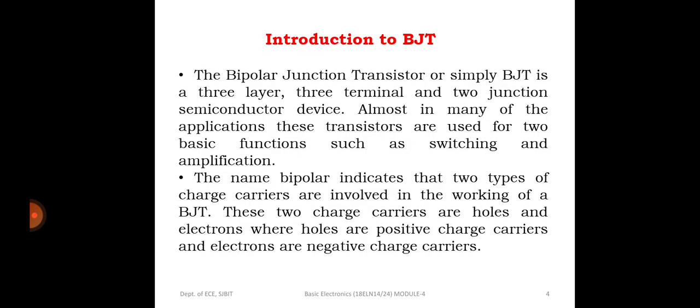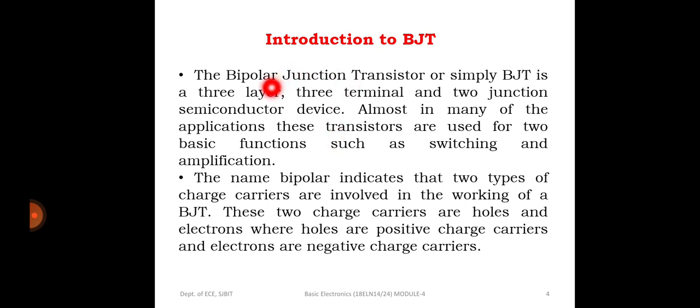Now let us have a look into BJT. What do you mean by BJT? BJT stands for bipolar junction transistor. This bipolar junction transistor, or simply we call it a BJT, is going to have 3 layers. It could be NPN or it could be PNP, that is, it is going to consist of 3 layers of semiconductors, and it is going to have 3 terminals and form 2 junctions, as a semiconductor device.